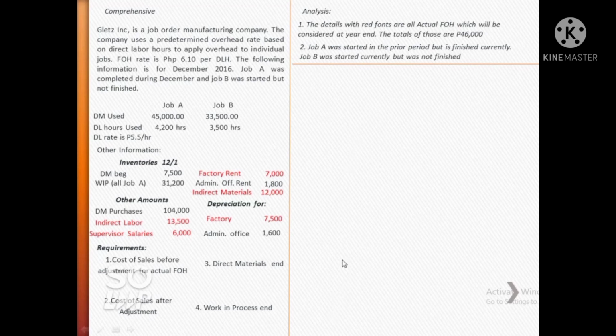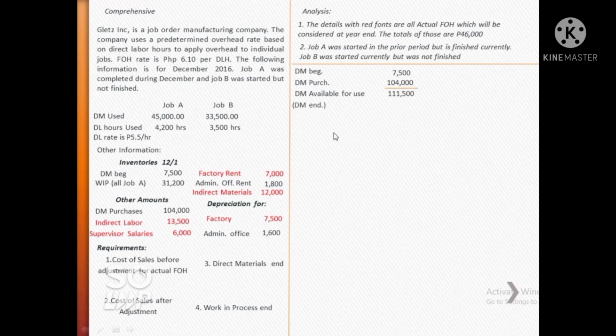So, based on our knowledge earlier, we said in order to compute the cost of sales, we start with the direct materials beginning. And there's no problem because the direct materials beginning has already been given, which is 7.5. You add the direct material purchases, and again, there is no problem because it's already given in the problem, that is 104,000. So you add them, and you're going to get the direct materials available for use, which is 111,500.